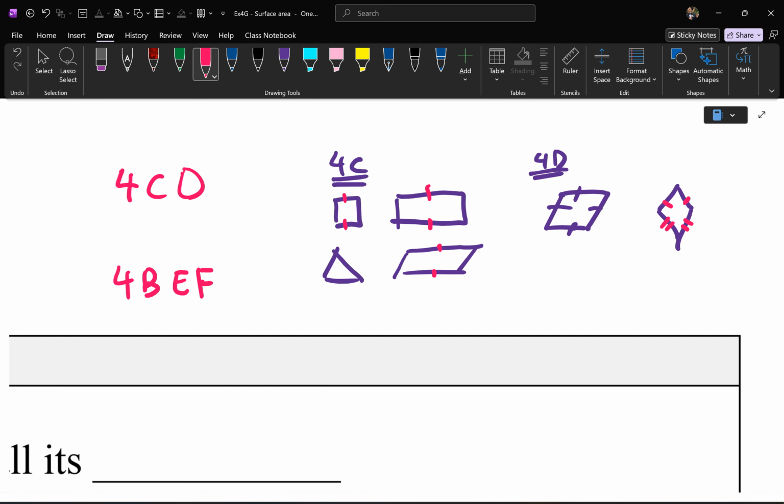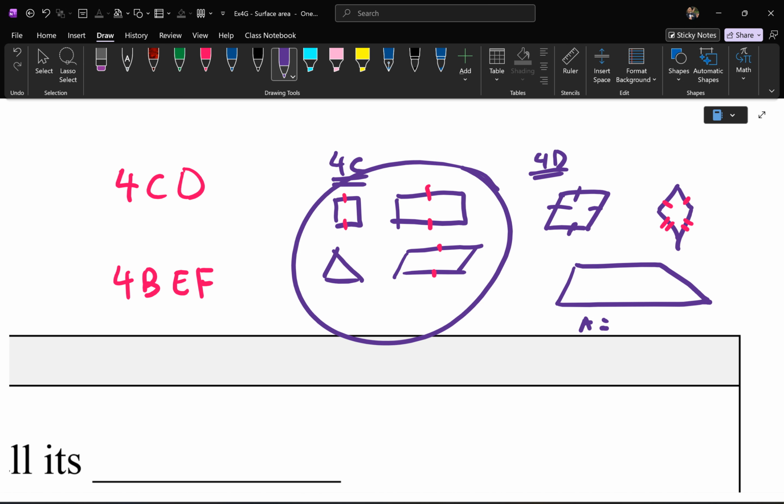What's the last shape, which is usually the hardest formula to remember? Trapezium. Thanks. Please don't speak while I'm speaking. Trapezium. The other ones I'm going to assume that you remember. These are the basic ones that you should know by now.